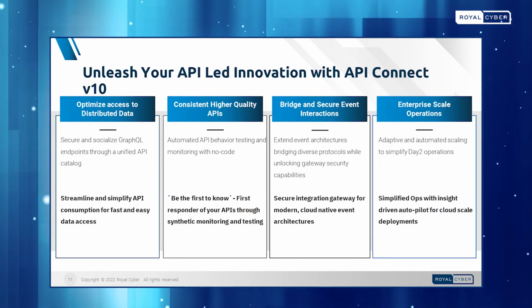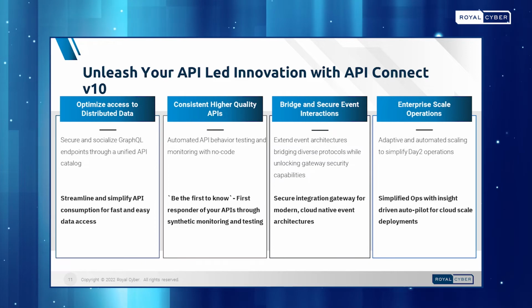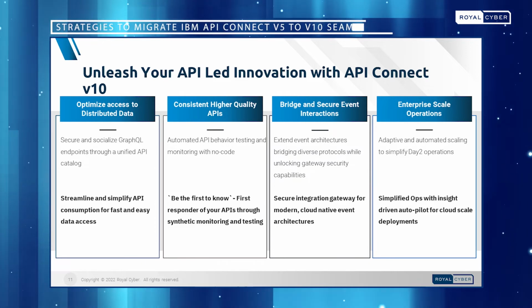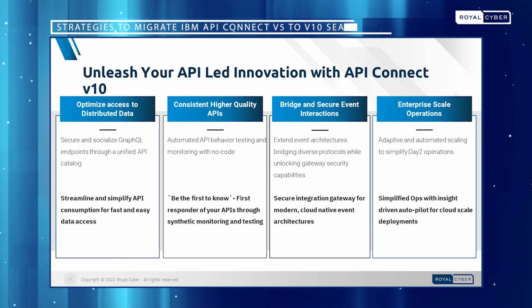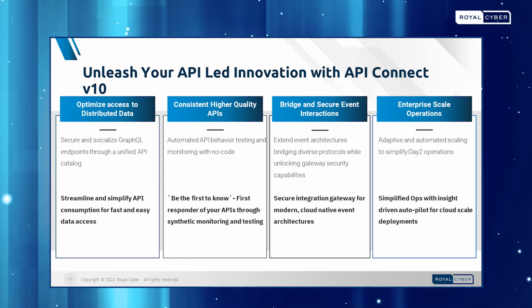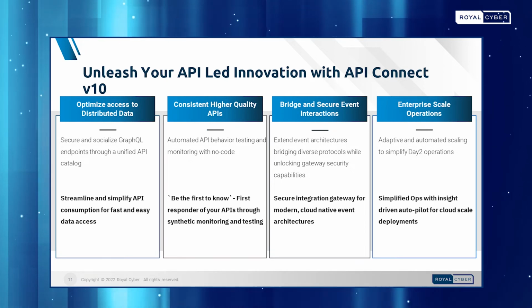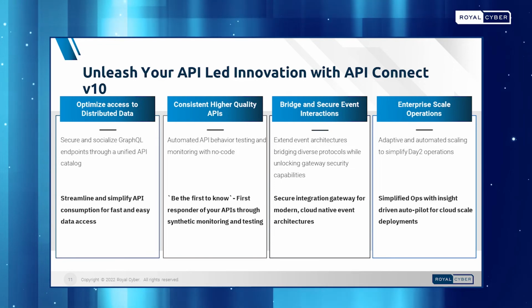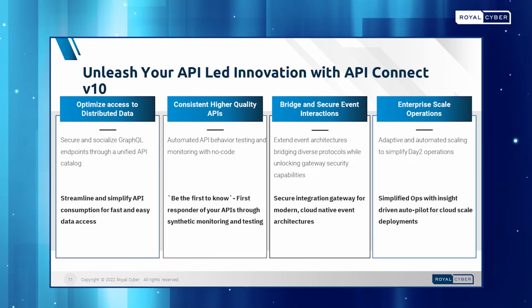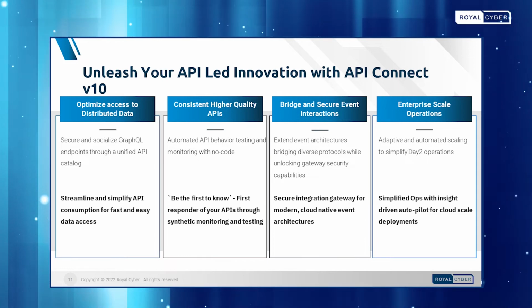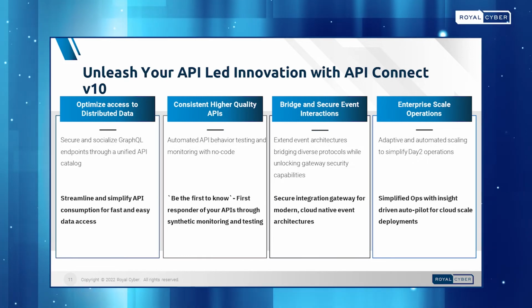So V10 accelerates how quickly businesses can achieve their API innovation objectives and embrace new event-driven patterns across multi-cloud architectures. It has support for GraphQL endpoints, and we will discuss more details about GraphQL endpoints in our next slide.